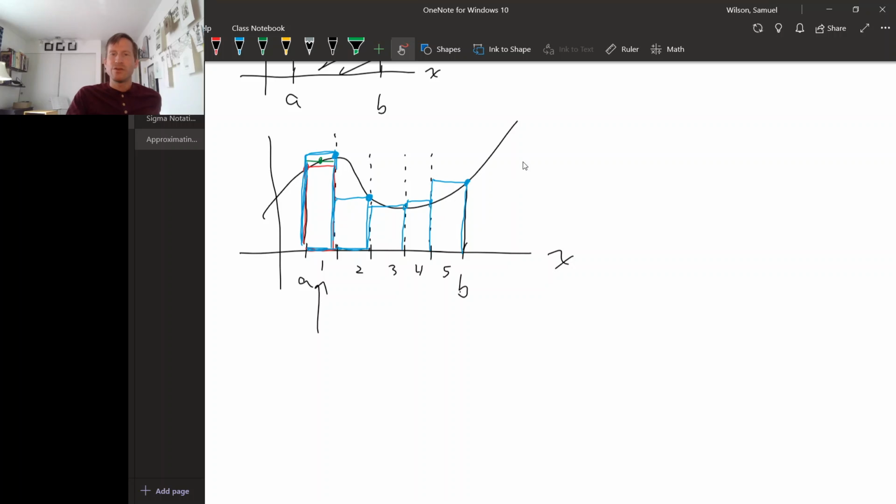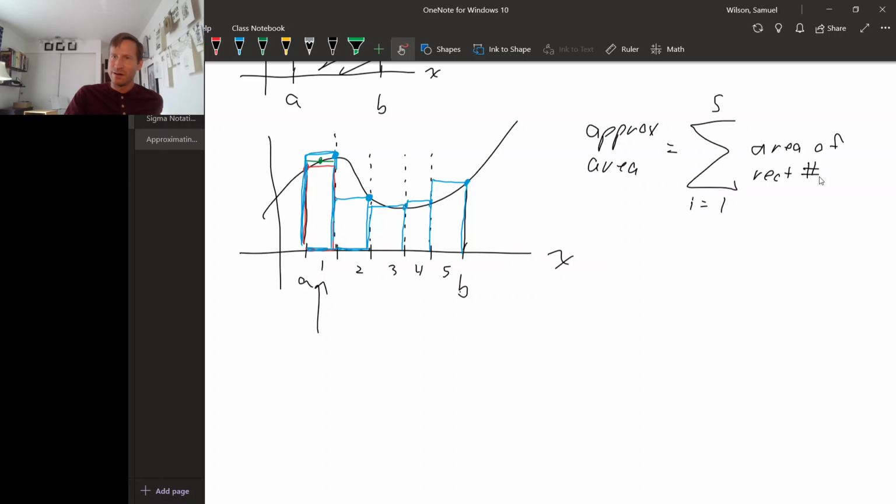Okay, so the approximate area we get out of this is going to be, well, we said we're going to add up all of the areas of the individual rectangles, so that's going to be a sum. So I'll write sigma, and i is going to go from, well, our rectangle numbers go from 1 to 5, so from 1 to 5. And what we're adding up is just the area of rectangle number i.